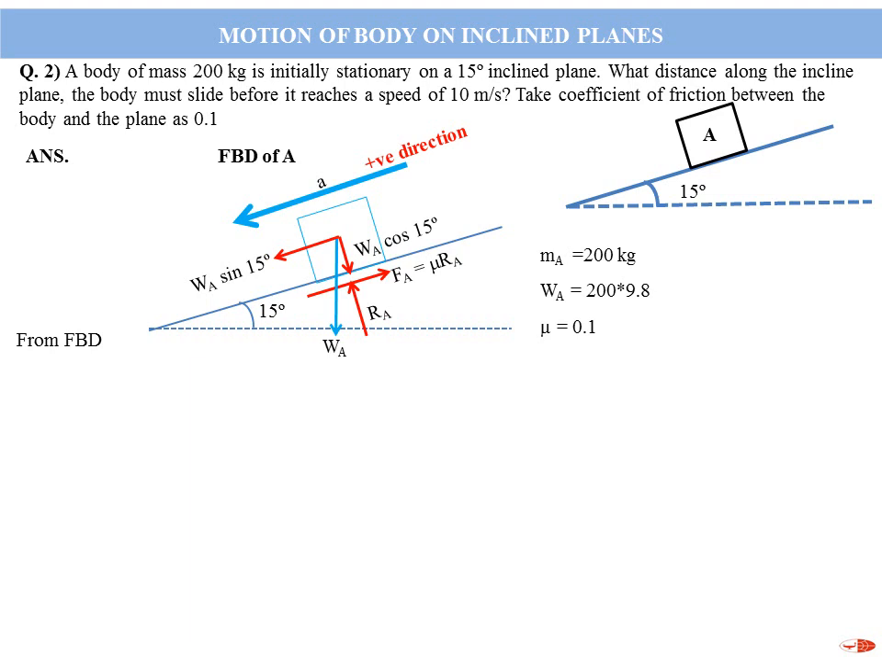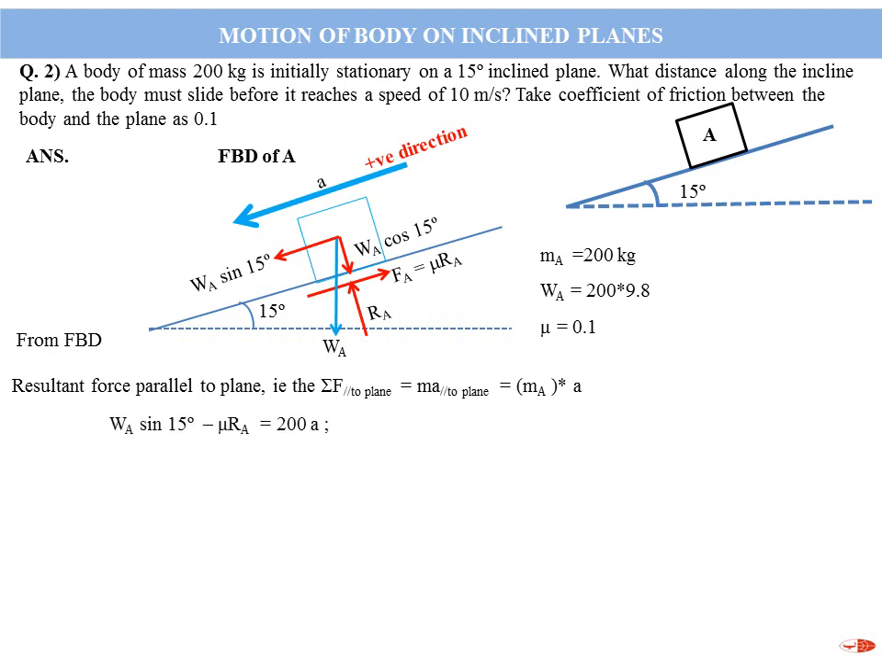From the free body diagram of A, the resultant force parallel to the plane will be mass into acceleration parallel to the plane. The mass of body A is 200, and the acceleration of body A is simply a. This is not a connected body problem, it is only a single body problem. Which forces should you take positive? WA sin 15 degrees positive and FA negative. Only two forces act in the direction of a. So WA sin 15 degrees minus FA, which is mu RA, equals 200 into a.